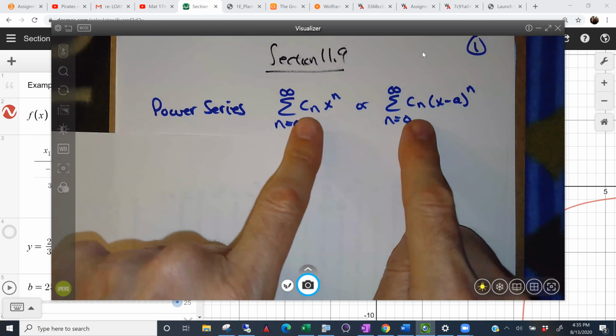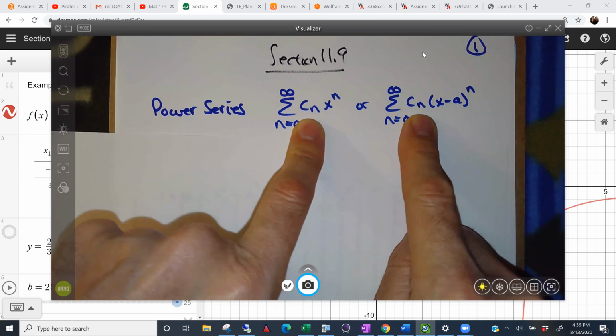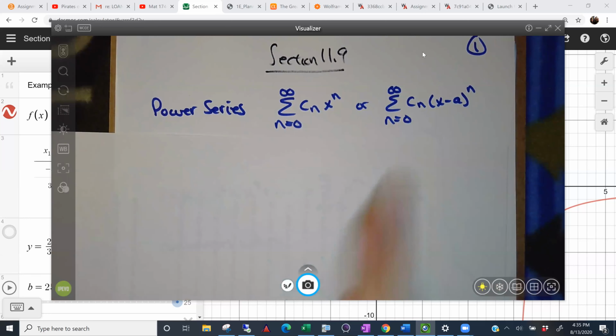And what we're going to work on in this section is figuring out an expression for c sub n so that these actually converge to specific series.